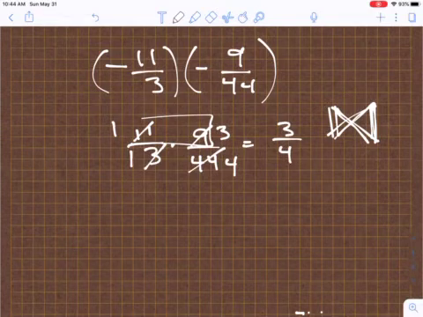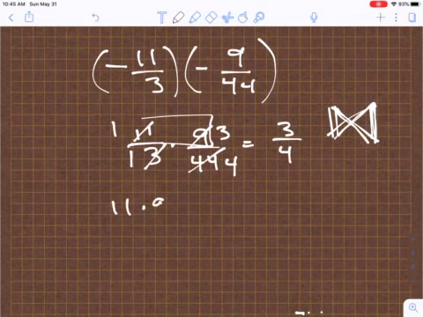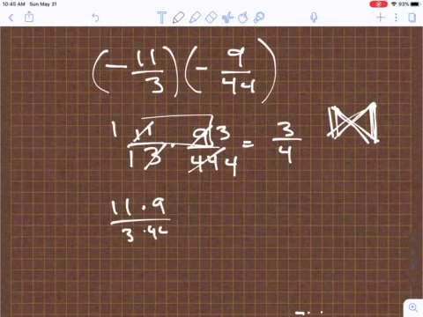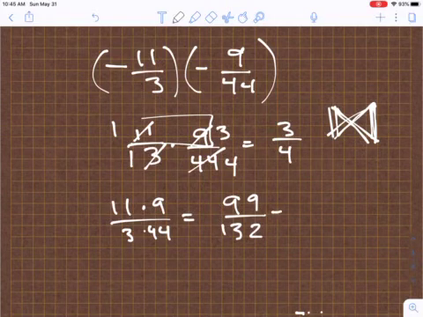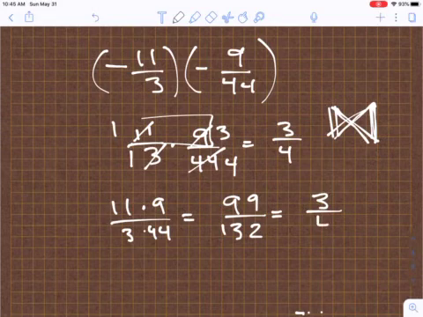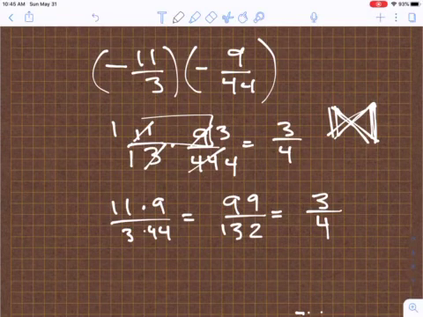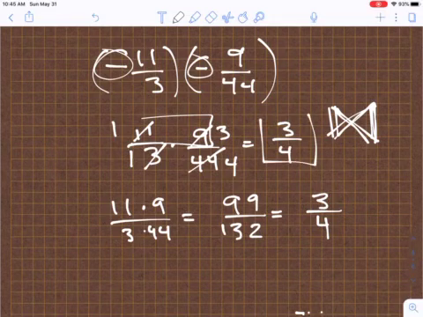Now, if you're really bad at that and you can't do that, here's the thing. You can still do 11 times 9 over 3 times 44. All right? Nobody's telling you that you can't do that. And you get 99, and then this is 132. And then hopefully you'd realize that 33 goes into this 3 times and into that 4 times, right? But you'd have to do a bunch of extra work to get to that point, and this cancellation thing is a lot faster. Oh, and by the way, a negative times a negative gives us a positive, okay?